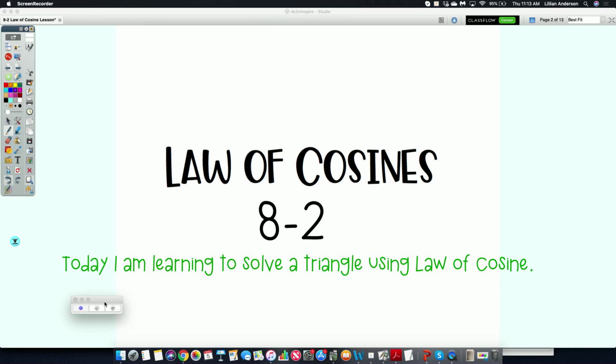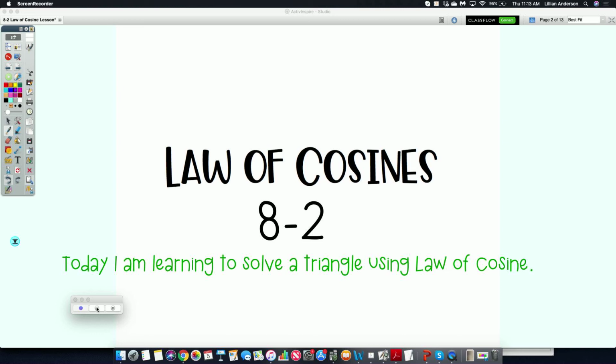We're talking about the law of cosines today. You're going to learn how to solve triangles now using the law of cosines. So sine has its own way, or you use law of sines for certain triangles. You use law of cosines for other types of triangles. There is no ambiguous case or anything like that with law of cosines.